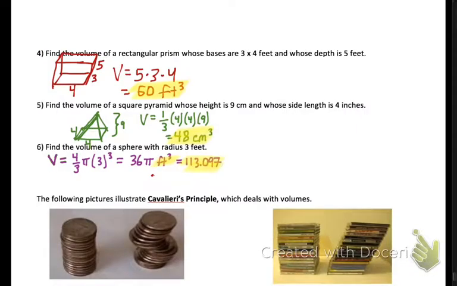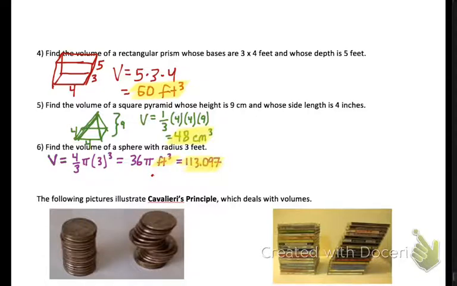Here we are. Number 4, I got 60 cubic feet. Number 5, I got 48 cubic centimeters. And number 6, I got 36 pi cubic feet, also known as 113.097. Hopefully those were pretty straightforward for you.